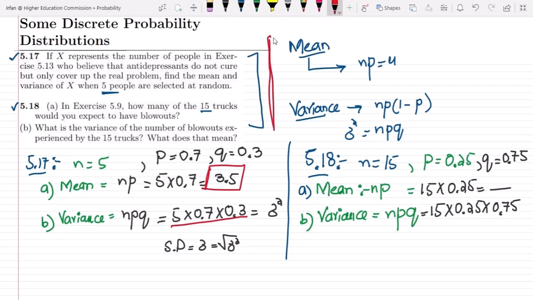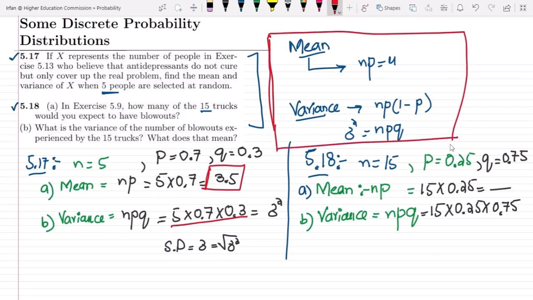which are related to the mean and variance of the binomial probability distribution. So that's it for today, in which we have discussed the meaning and solution of the questions which are related to the mean and variance of the binomial distribution.